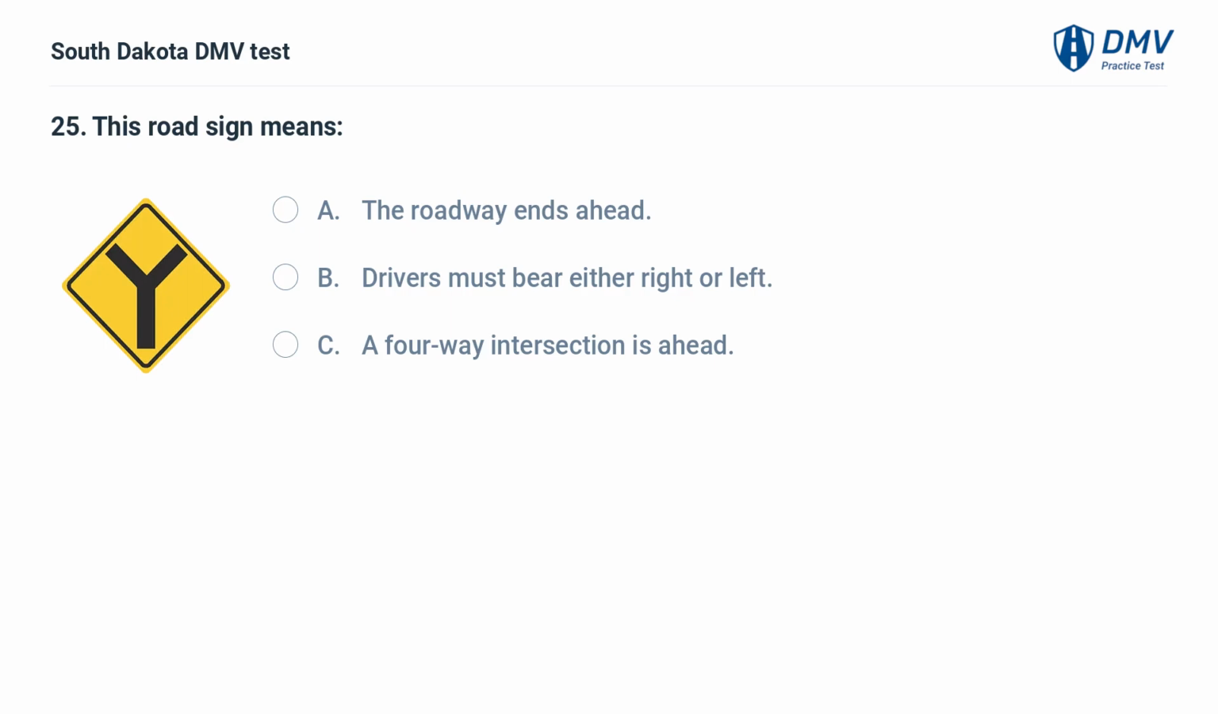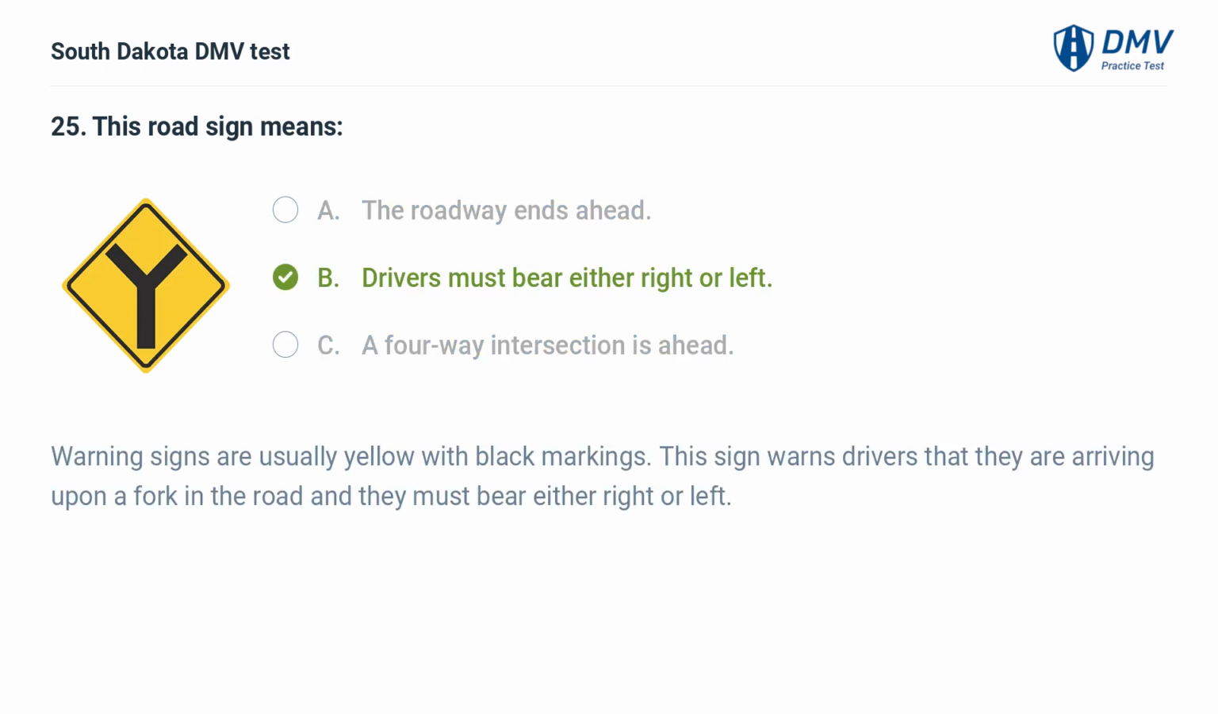This road sign means A. The roadway ends ahead. B. Drivers must bear either right or left. C. A four-way intersection is ahead. B. Drivers must bear either right or left. Warning signs are usually yellow with black markings. This sign warns drivers that they are arriving upon a fork in the road and they must bear either right or left.